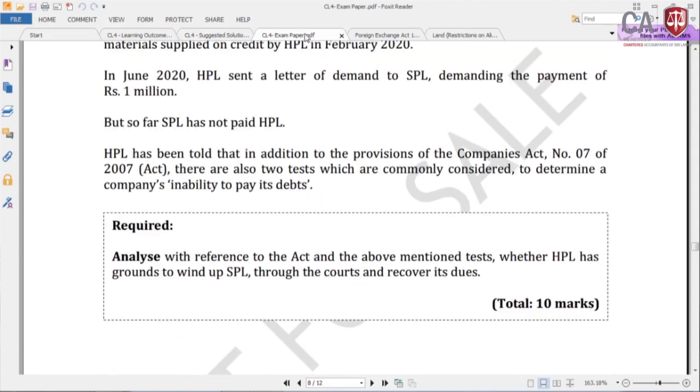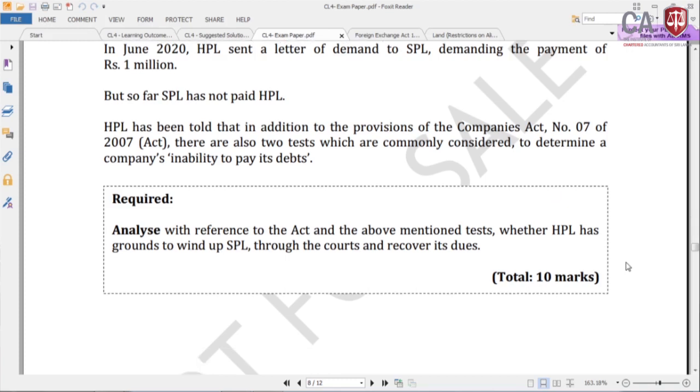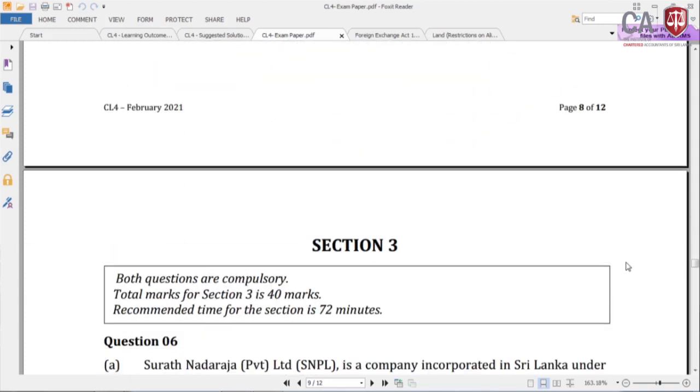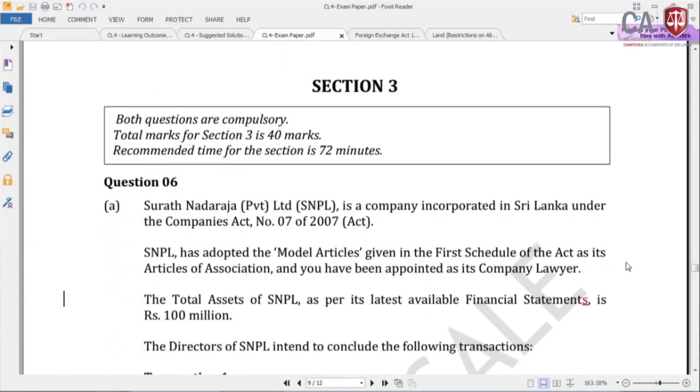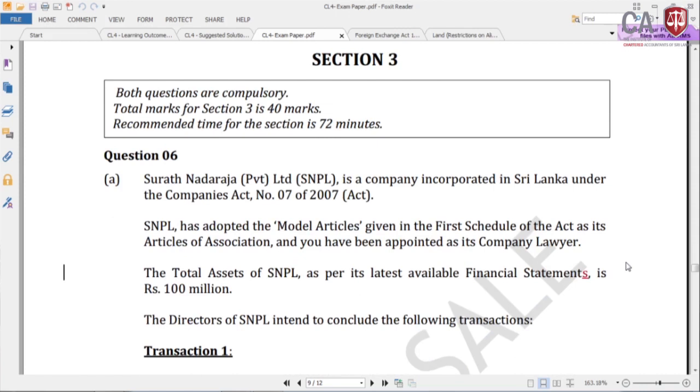Now, let us look at section 3. In section 3, question number 6, both questions are compulsory, 6 and 7. The total marks for this section 3 is 40 marks and the recommended time is 72 minutes.